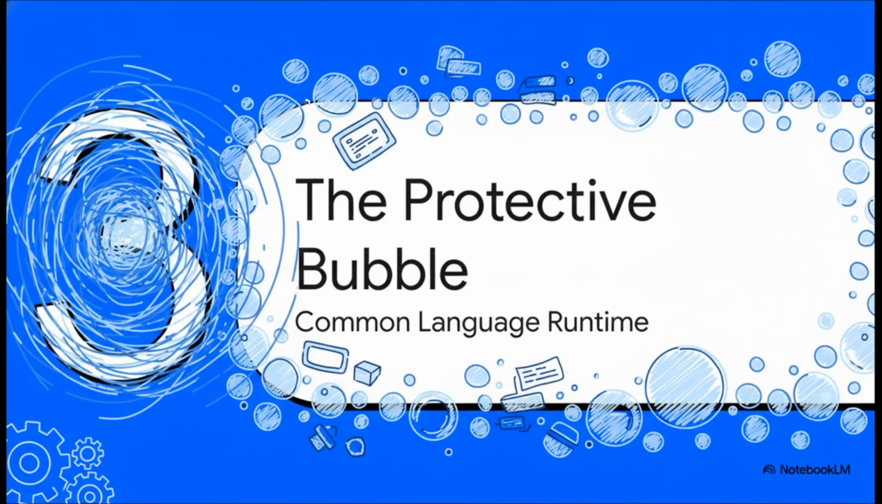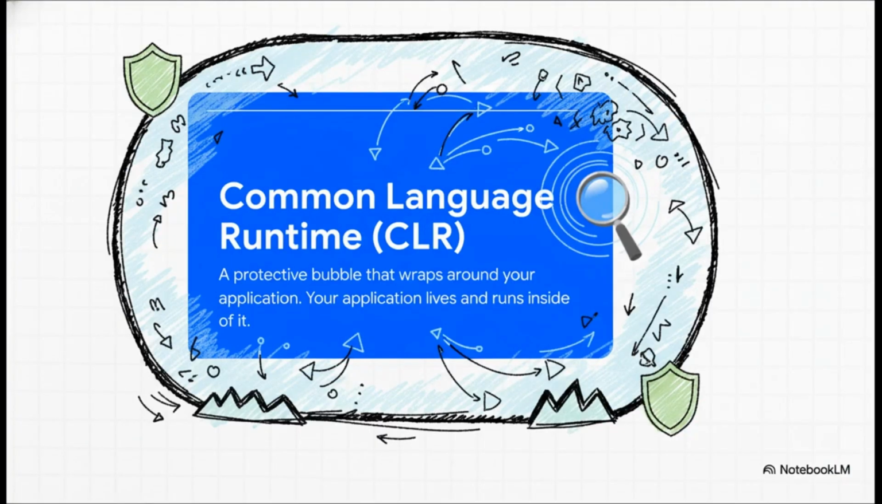Okay, so this engine, it has a proper name, the Common Language Runtime, or CLR for short. And honestly, the best way to think about the CLR is as a kind of protective bubble. Now, this is such a critical concept to grasp. Your code doesn't just run wild on the computer's operating system. In the .NET world, it lives and it breathes inside this managed, protected environment. The CLR is that bubble.